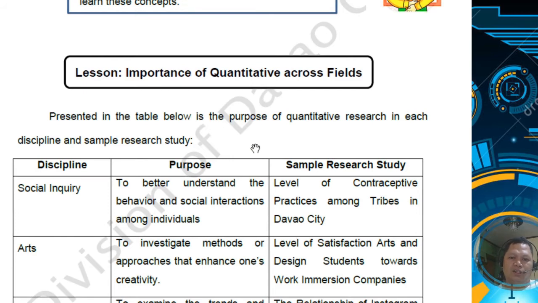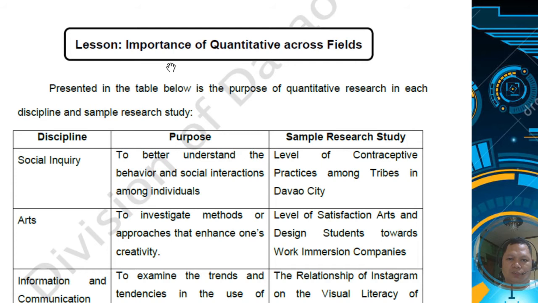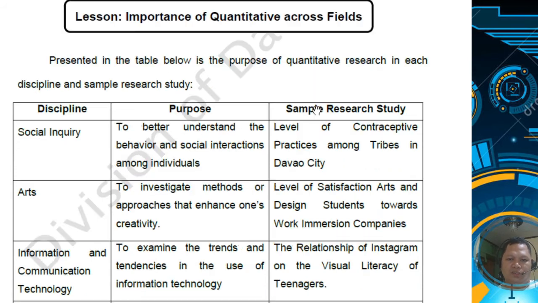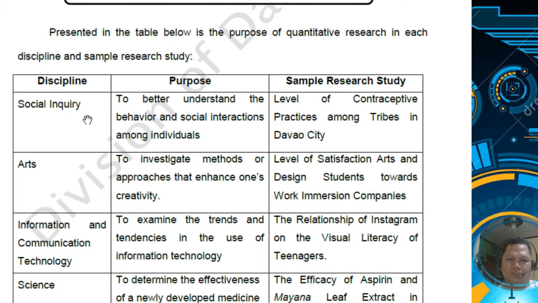Let's have these lesson concepts: the importance of quantitative research across fields. Our first discipline is social inquiry, which is more about social studies. The purpose is to better understand the behavior and social interactions among individuals. Mostly if you are taking the HUMSS track, you will have this type of research in social studies, like what the DSWD and the social workers do. A sample research study is the level of contraceptive practices among tribes in Davao City. So this is more about social inquiry.